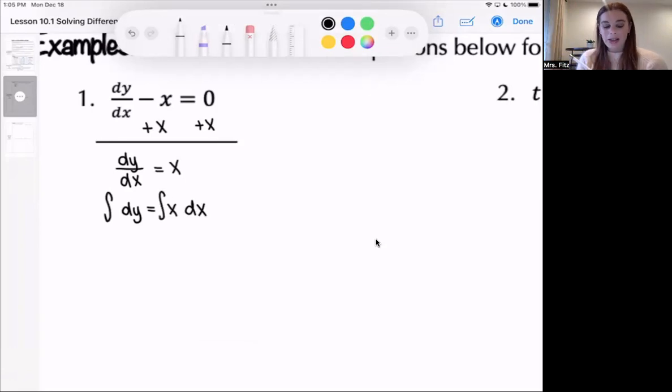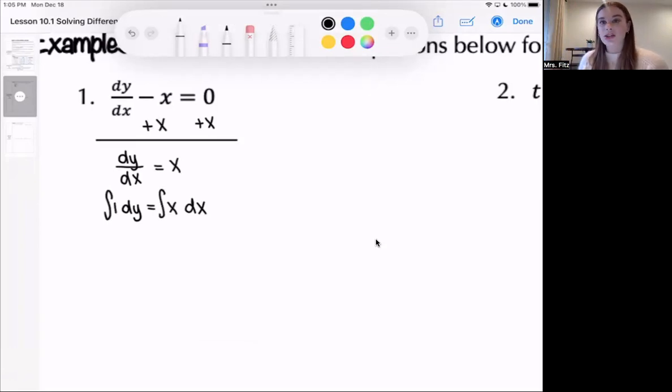Now, technically, this is 1 dy, so you can even throw a 1 in there as a placeholder. The integral of 1 with respect to y is y. Now, I'm actually going to throw my constant of integration on the other side of the equation. You don't need to have plus c on both. They're technically different c's, so I don't recommend that you put plus c on both because you might cancel them out somewhere by accident. So let's just put it on the other side of the equation.